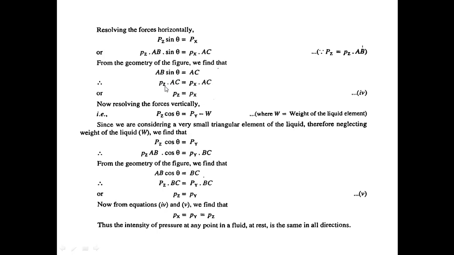Now pz AB sin theta is equal to px AC, as in this equation. As AB sin theta is equal to AC, we put this AC value in this equation and we get pz AC equal to px AC. Now AC will cancel out with this AC and we will get pz is equal to px.